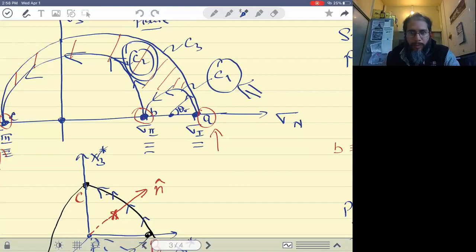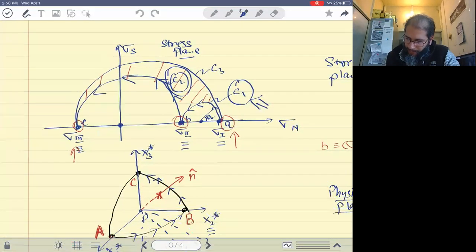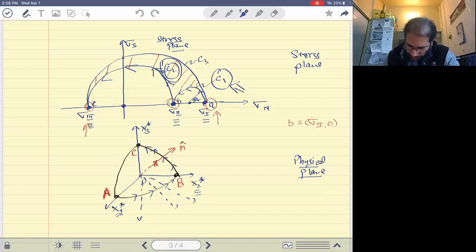So let's call this theta sigma. That's the angle in the stress plane, and this angle we'll call theta physical. It's a bit cluttered, the figure right now, but I assume you get the idea.